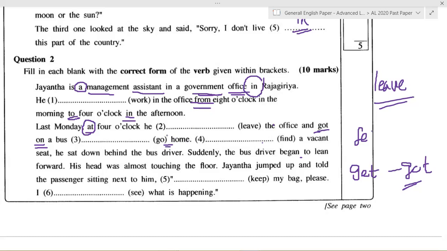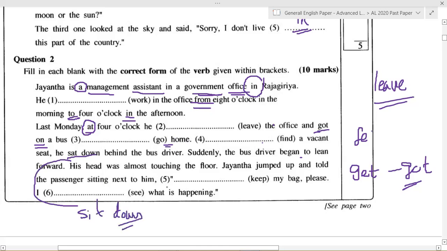Vacant කියන්නේ his. Vacant seat කියලා කියන්නේ හිස් අසුන. A vacant seat. Sat down කියන්නේ sit down කියන එකේ අතීත අවස්ථාව. Behind කියන්නේ පිටිපස්සෙන්. The bus driver කියන්නේ ඒ බස් එකේ රියදුරට. හරි? Suddenly කියන්නේ ක්ෂණිකව, එකපාරටම. The bus driver began කියන්නේ begin කියන එකේ අතීත අවස්ථාව.